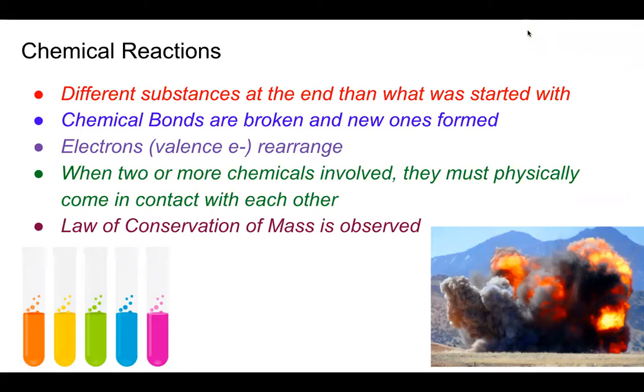Last unit, of course, we talked about different types of chemical bonds. We learned that it's the electrons that are the players in the game that do the rearranging and do the actual chemical bonding. And in order for a chemical reaction to happen, they have to physically come in contact with each other. Another key premise about chemical reactions this unit was that the law of conservation of mass gets observed, that we don't create or destroy matter.